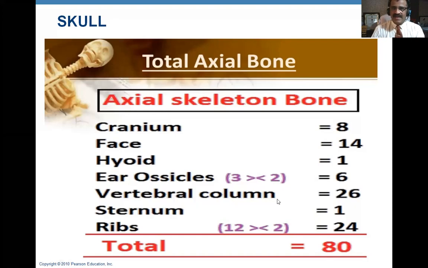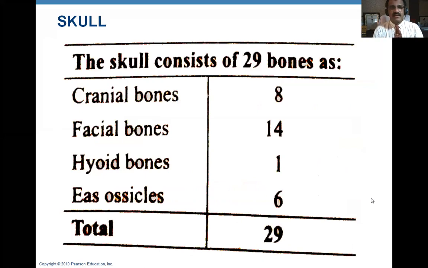Okay. Now we don't have to be concerned about the vertebral column, sternum, and ribs today. So we'll go directly to the next slide. Now here is a table in front of you that explains the total number of bones in the skull. So you have to give consideration to all these 4 different groups of bones. Cranial bones, meaning bones of the head, are 8. Facial bones in the face are 14. Hyoid bone, there is only 1, below the mandible. And ear ossicles in the middle ear, there are 3 pairs, so 6. So altogether there are 29 bones in the skull.